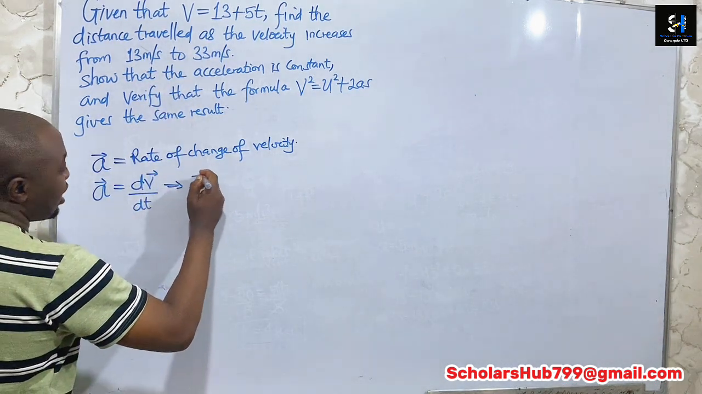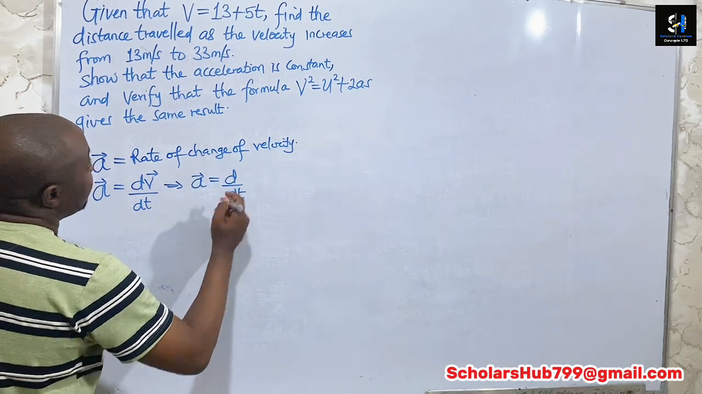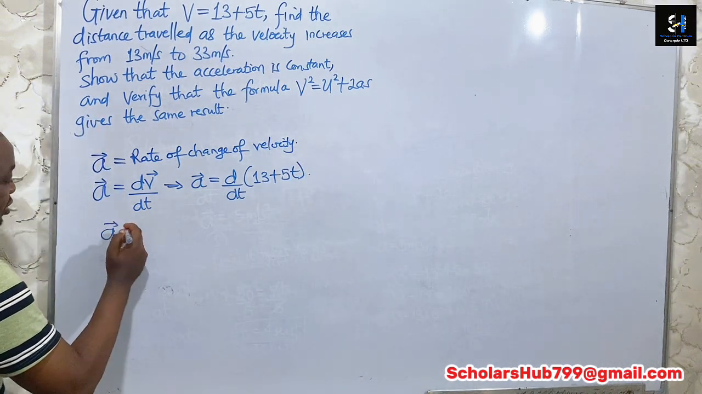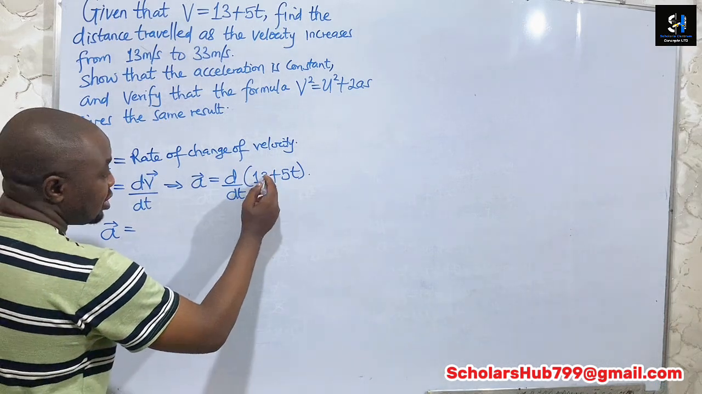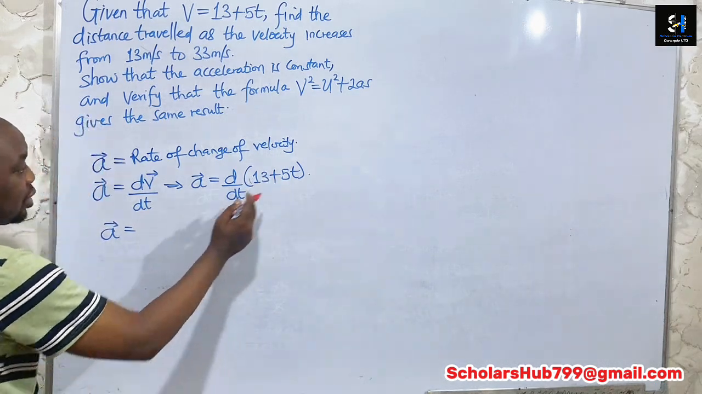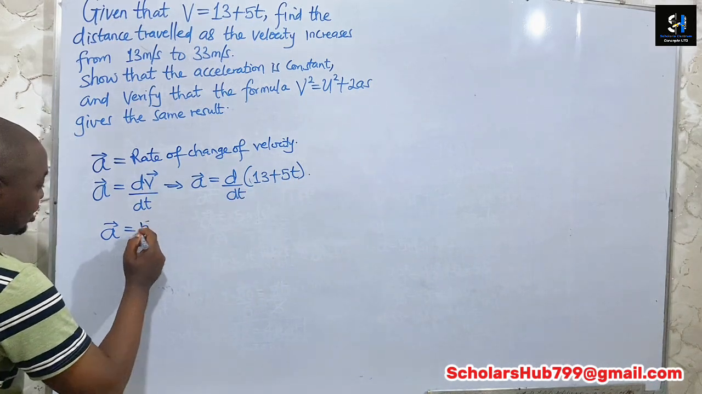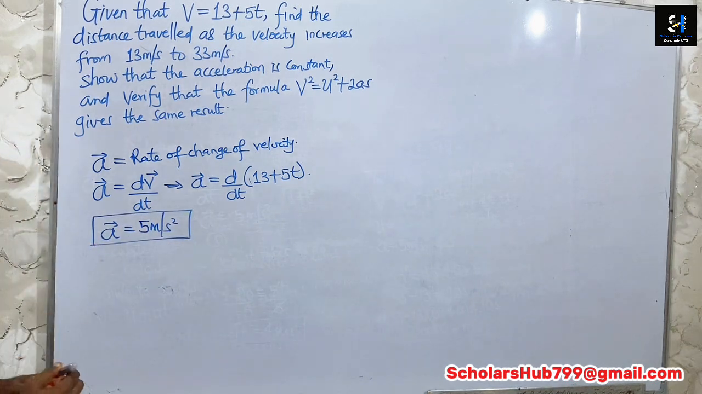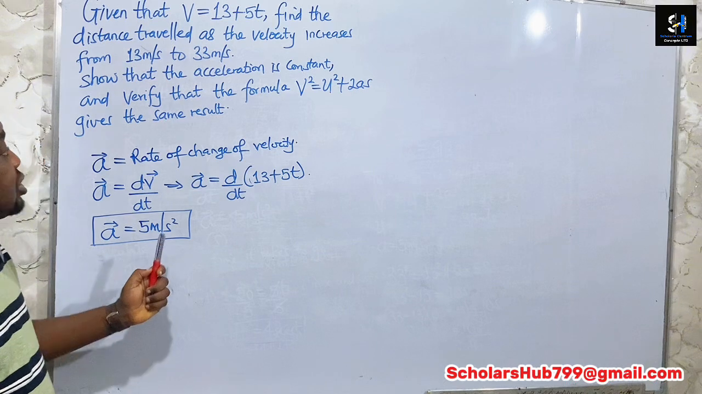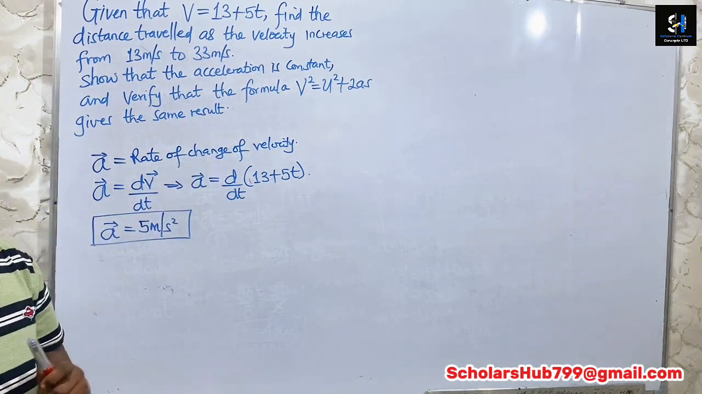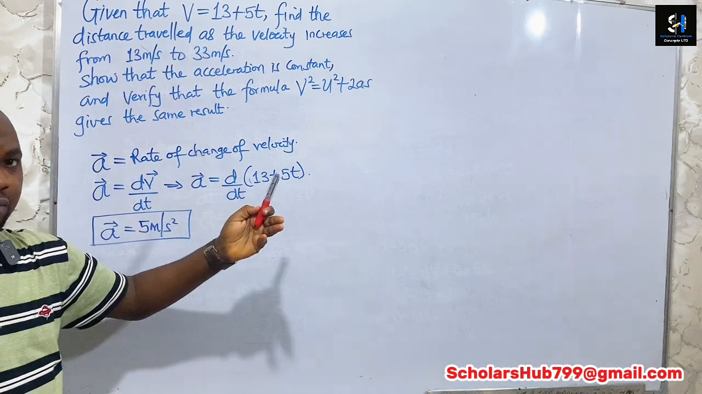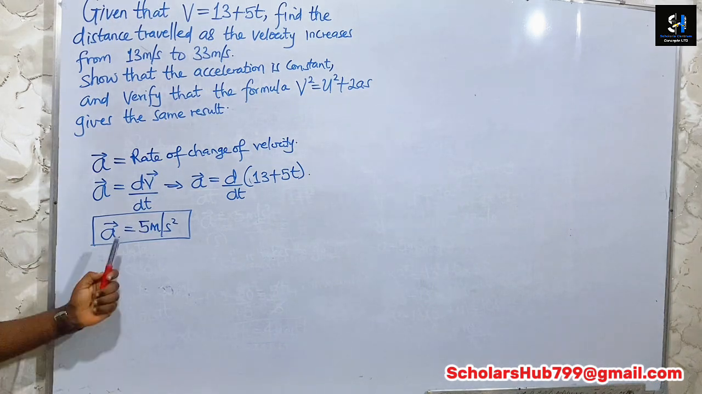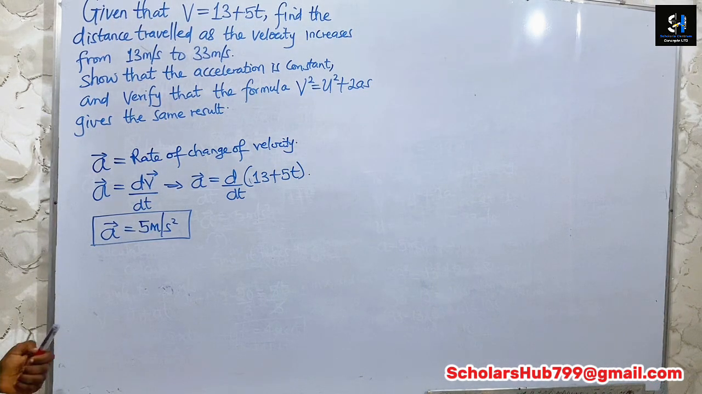So acceleration will be equal to d over dt of 13 plus 5t. Differentiating the constant 13 gives 0, and differentiating 5t gives 5. So acceleration equals 5 meters per second squared. This is how to show that the acceleration is constant, because we are given the velocity function v equals 13 plus 5t, and the acceleration is 5, which is constant.